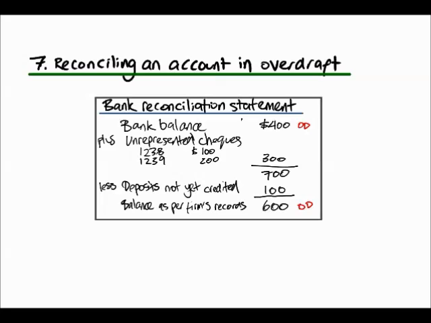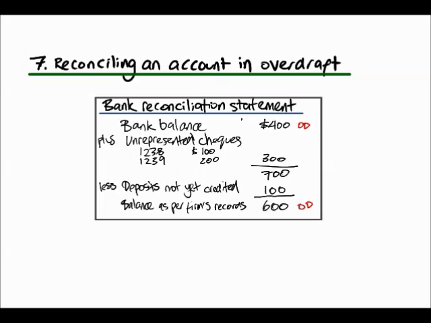Now, there was a bit of a question on the exam about the overdraft. An overdraft is a bank account with a negative balance. That's basically if you've spent too much money out of what you've actually got in your bank. Sometimes you're going to need to have a bank account that's in overdraft, and you're going to need to reconcile the account that's in overdraft.